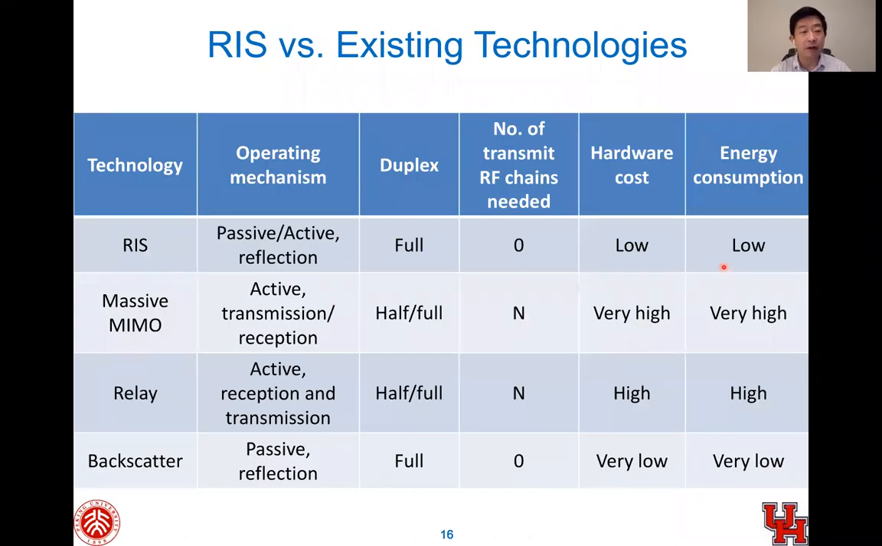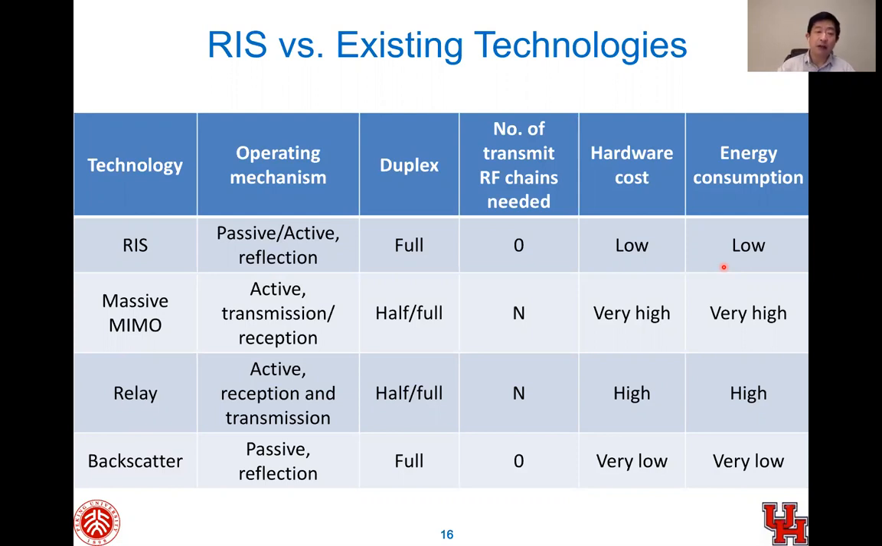So here is a comparison. RIS is passive and full duplex, and the number of transmit chains needed is zero because the signal is directly reflected out. The hardware cost is low and the energy consumption is low. For massive MIMO and relay, you need an ADC, and after that you do the signal processing and then transmit it out. So the cost is very high and the energy consumption is high.